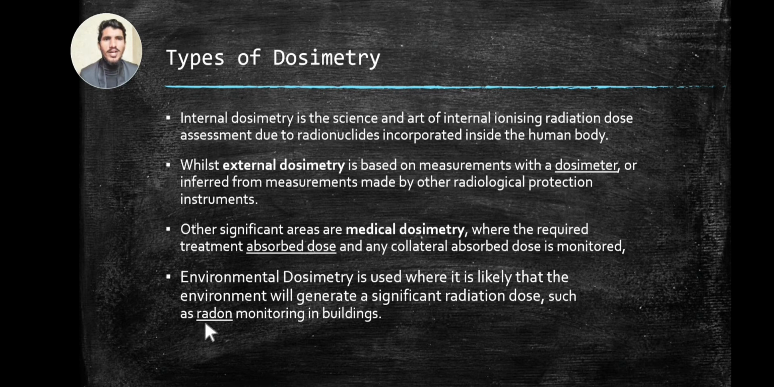in buildings. What is radon here? Radon is a radioactive substance, and radon monitoring in buildings means that there is a release of radioactive rays from radon in buildings. So what we do in environmental dosimetry is measure the amount of radioactivity that is being released by the radon. So that was environmental dosimetry.